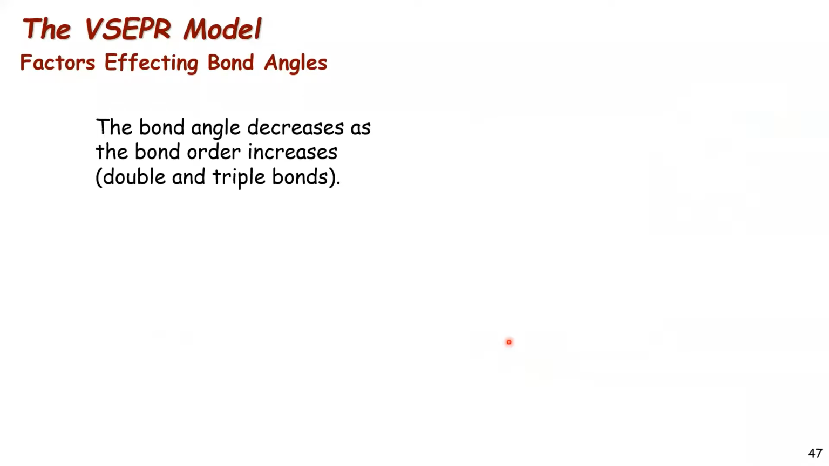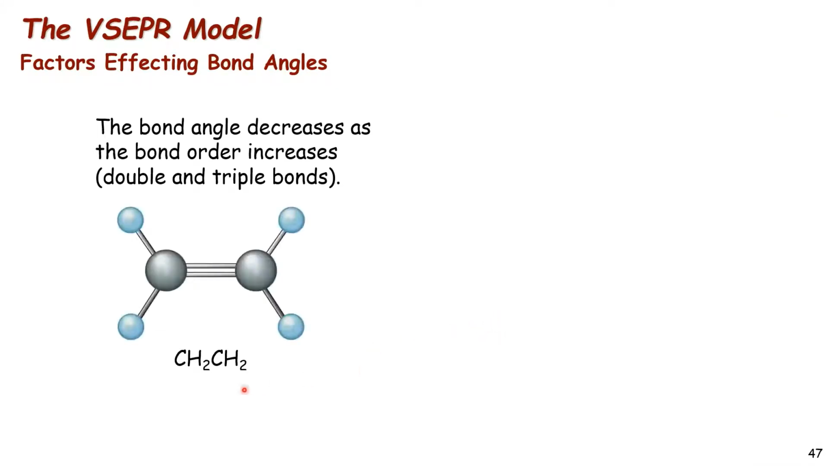Now, multiple bonds will also affect the bond angle as well. So here's an example. Here is the ethene molecule. And here we can see we have a double bond. Well, remember, a double bond is a total of 4 electrons compared to the 2 electrons in a single bond. And on top of that, remember, we have a pi orbital overlap here. So the electrons are right in the middle. But then we also have the atomic p orbitals overlapping above and below the plane to create the pi bond of the double bond.